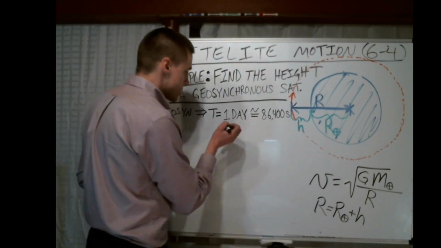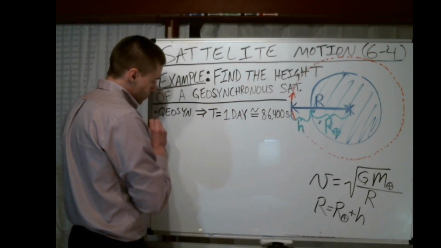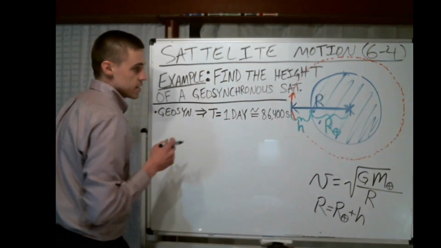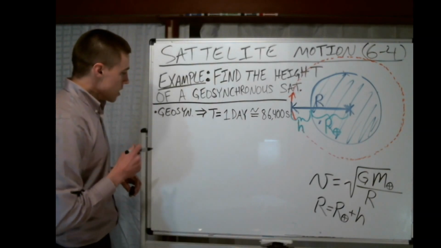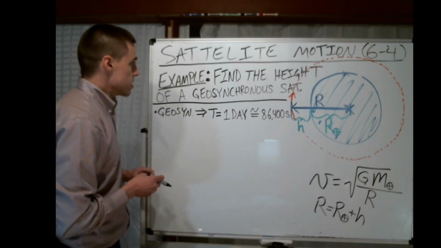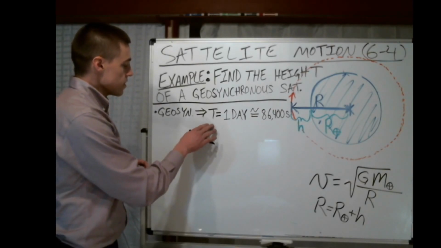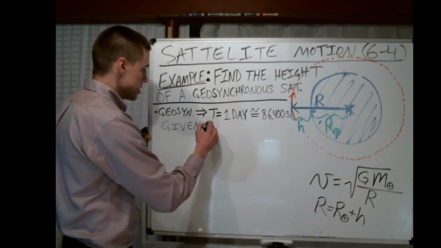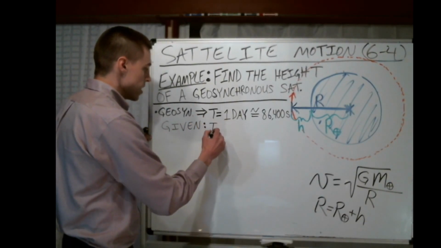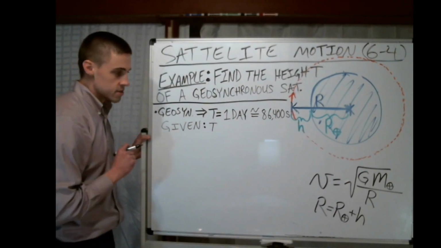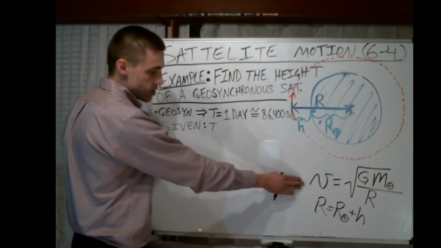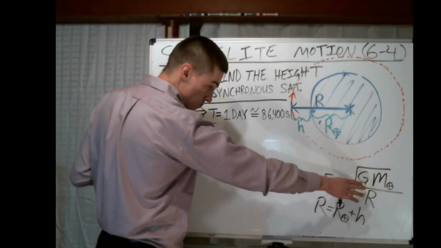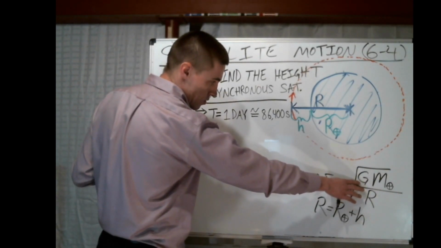So how are we going to go about solving this problem? Well, I like to use SI units, so the period for a geosynchronous satellite is going to be 1 day, or in SI units, 86,400 seconds. I need to find the height given the period T, and given that this is a satellite, we know the velocity in terms of the mass of the Earth and Newton's gravitational constant.